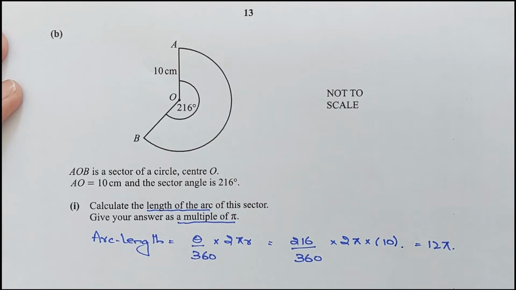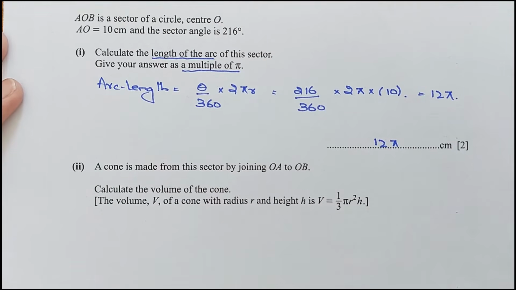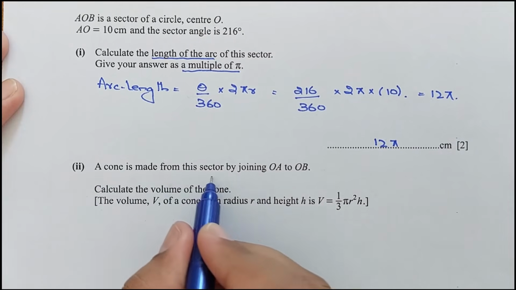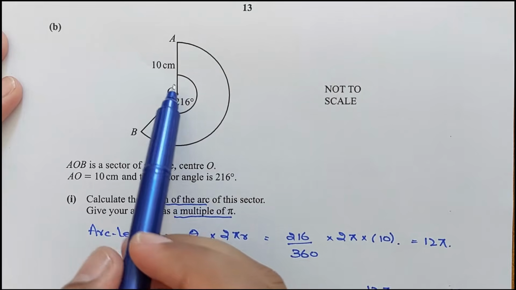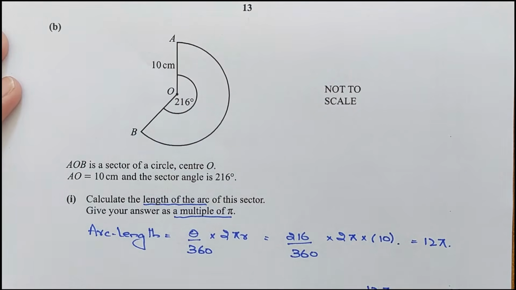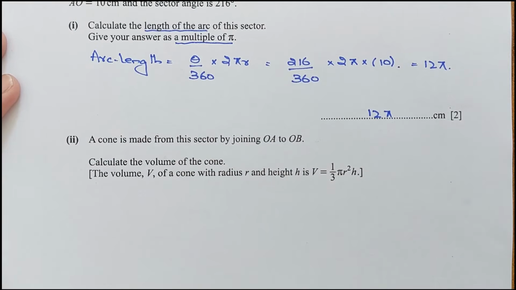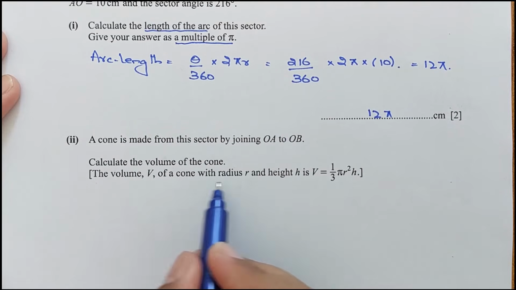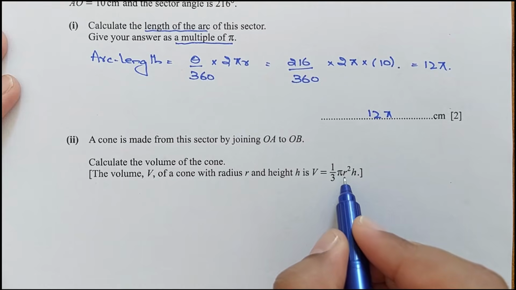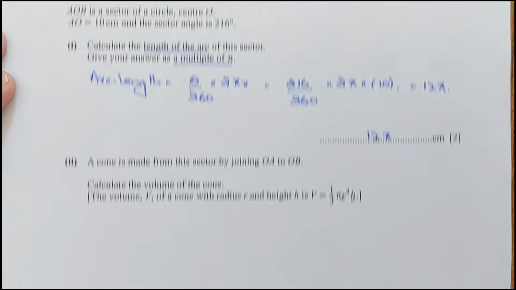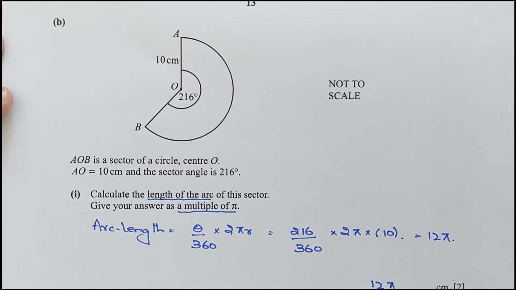As a multiple of pi, the answer is 12 pi centimeter. Now for the second part, a cone is made from this sector by joining OA to OB. Calculate the volume of the cone. The volume of a cone with radius r and height h has a formula. For the volume, we need the radius and we need the height. Okay, let me show you guys.